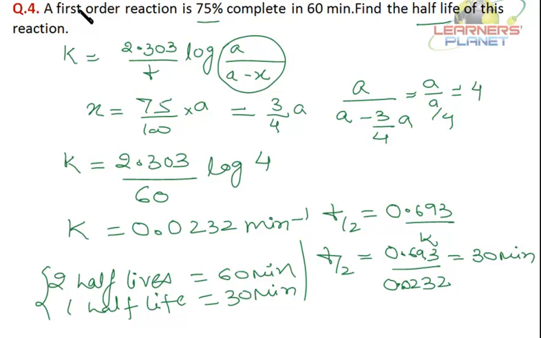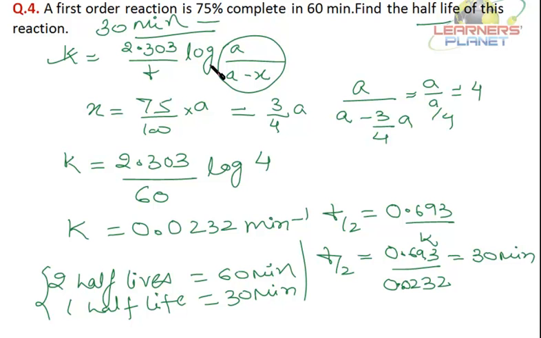Just like you just read, the first order reaction is 75% complete in 60 minutes. Find the half-life of this reaction. 2 half-lives is 60 minutes, so 1 half-life would be 30 minutes. Now in your board exams, when you're expected to solve the numerical step by step, use this elaborate process, whereas when you're giving the competitive exam, just use this method, right?